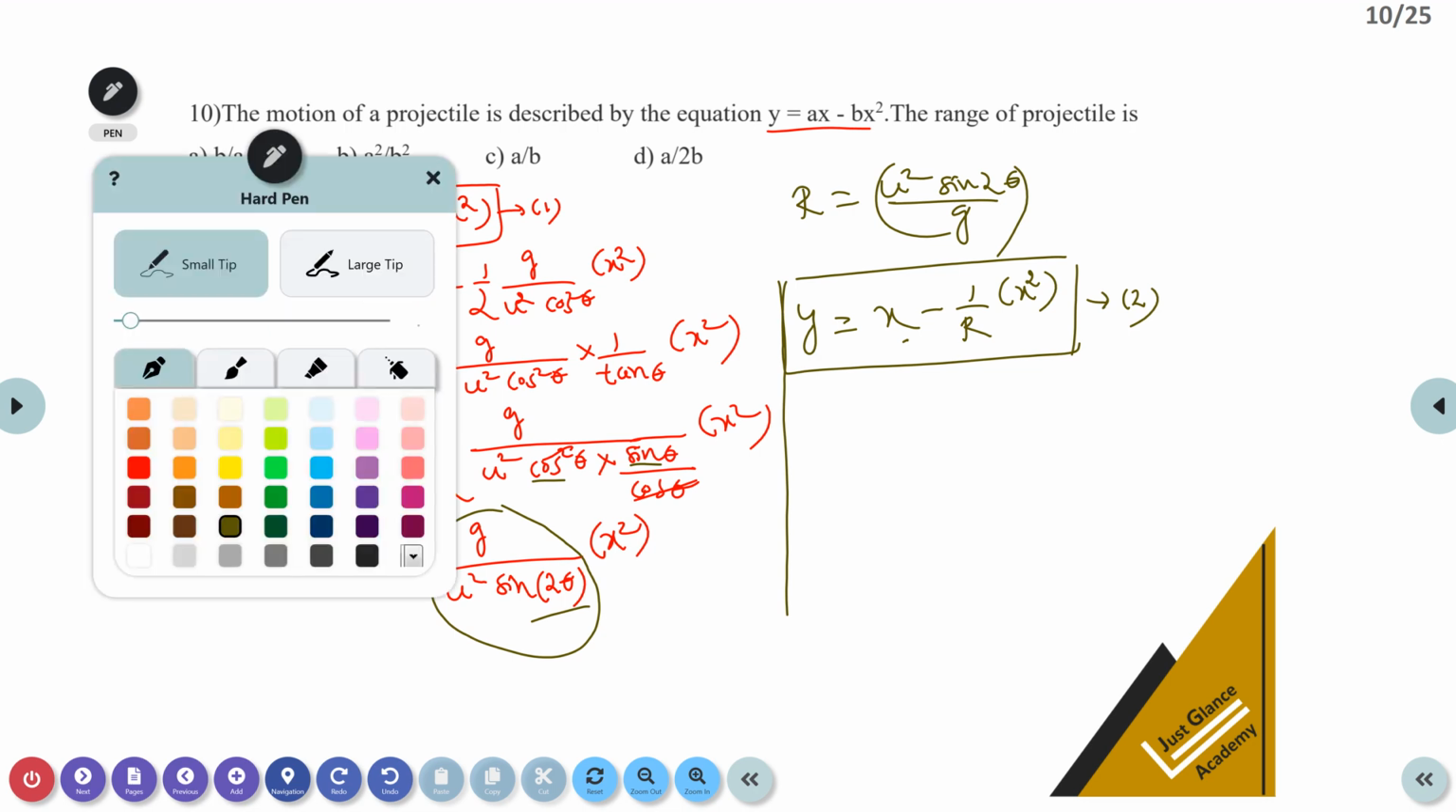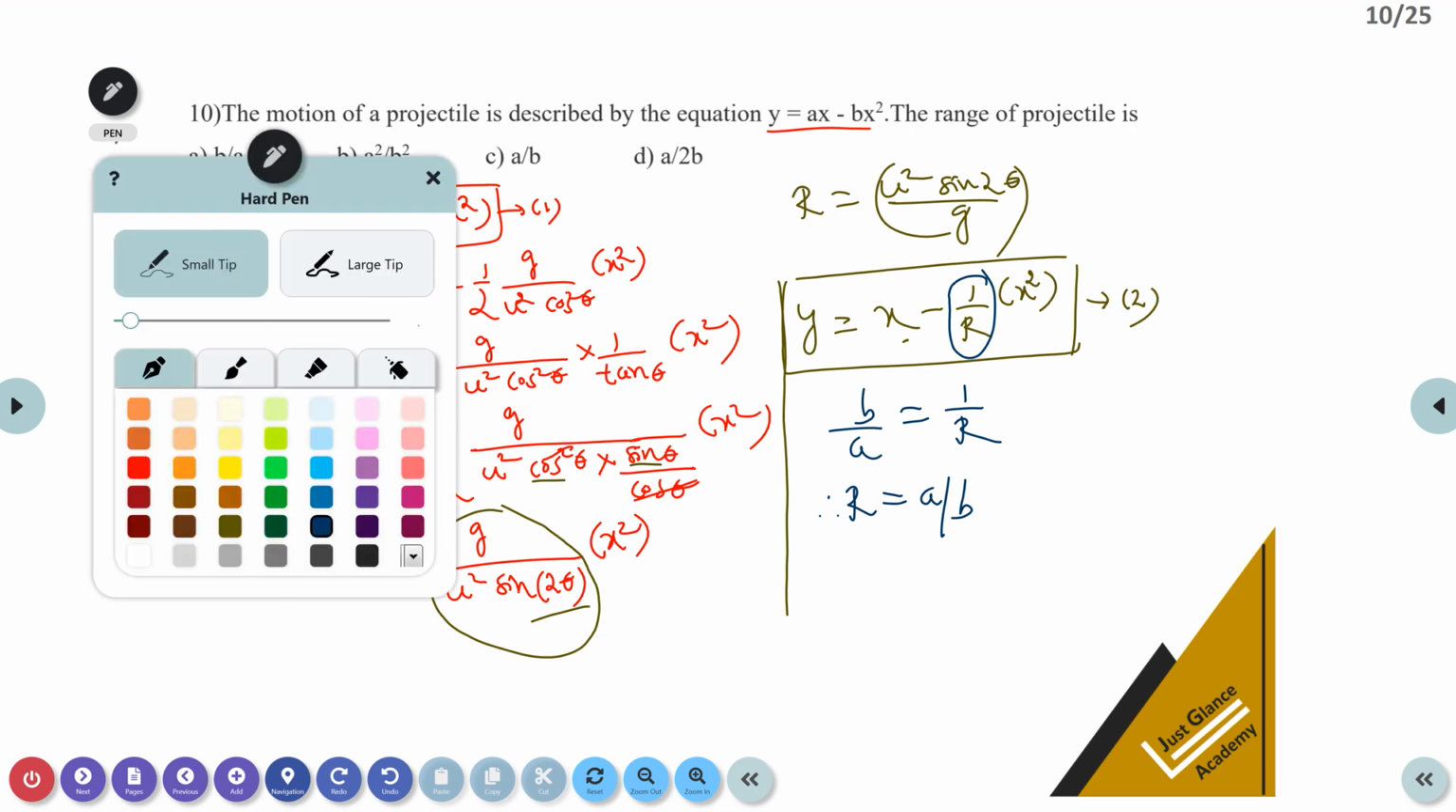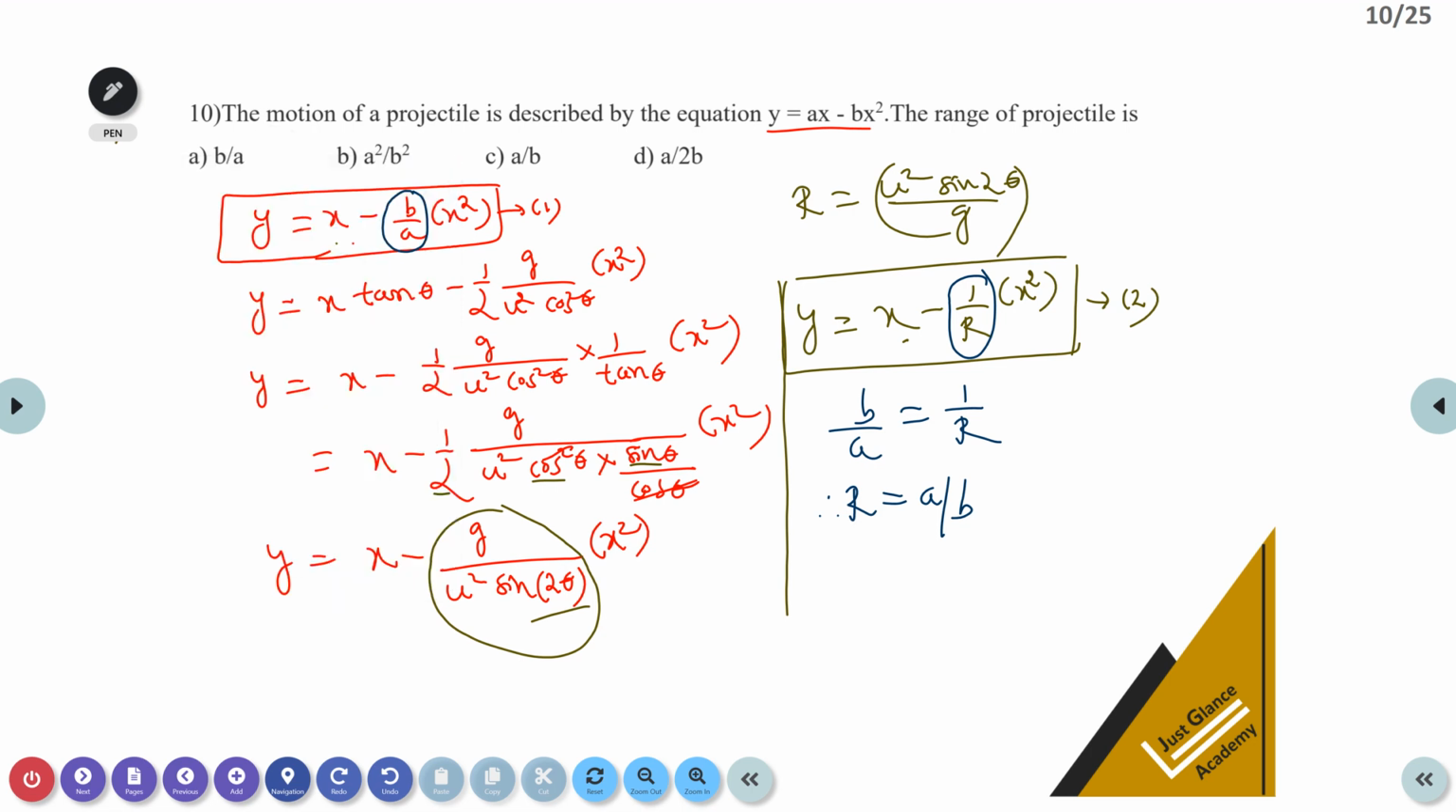Now here, b by a is nothing but 1 by r. B by a equal to 1 by r. Therefore, r equal to a by b. So r equal to a by b. So this is the right choice. Next.